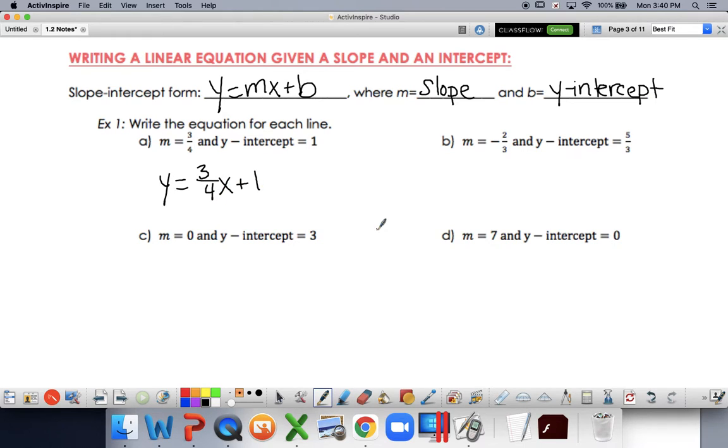I encourage you to pause and try B, C, and D on your own before I give you the answers. You'll notice on these last two, I do not have placeholders of 0x or a placeholder of plus 0 for my y-intercept. If you have those placeholders, that's perfectly acceptable.